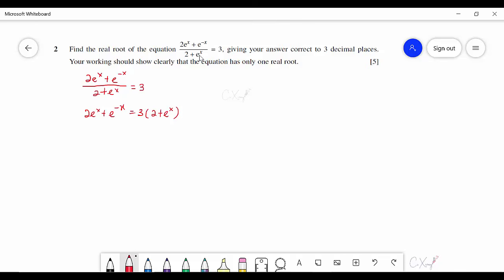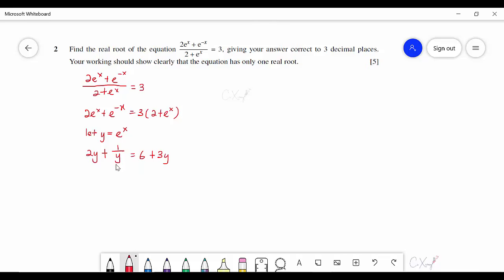If you look, the common terms here are e to the power x and e to the power negative x. If you cannot see it clearly, you can substitute e to the power x with one unknown or another variable. Let's say y equals e to the power x. So you have 2y plus 1 over y, because e to the power negative x means 1 over e to the power x, and that equals 6 plus 3y.